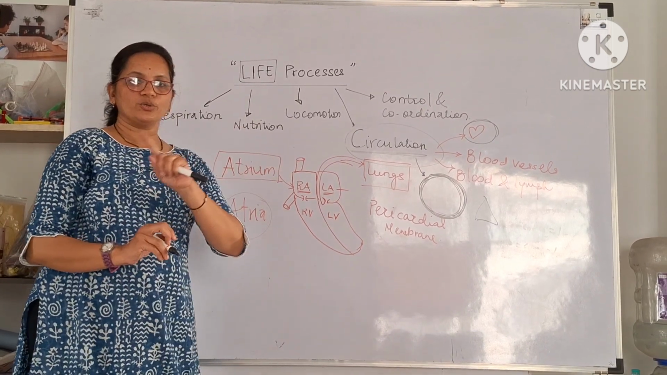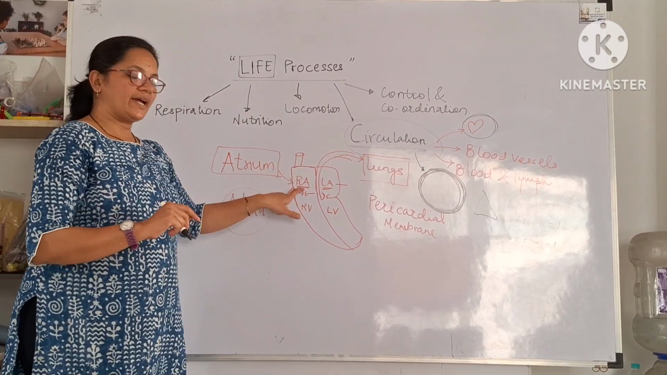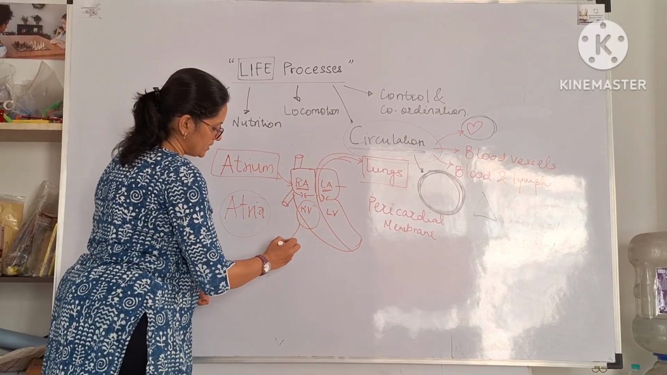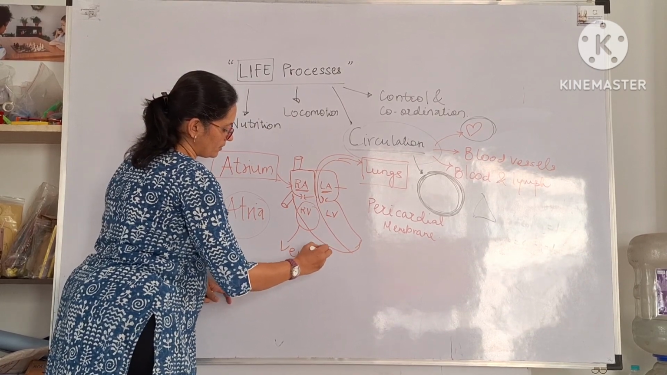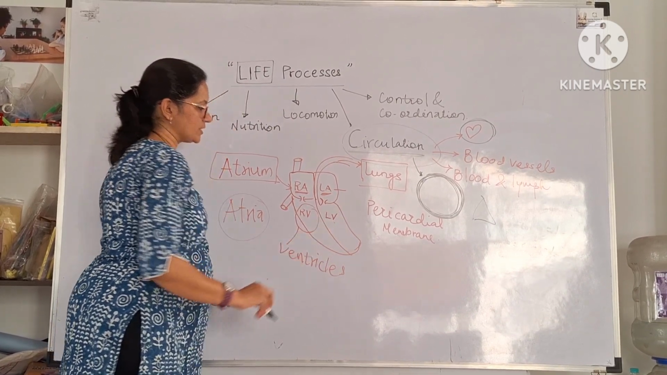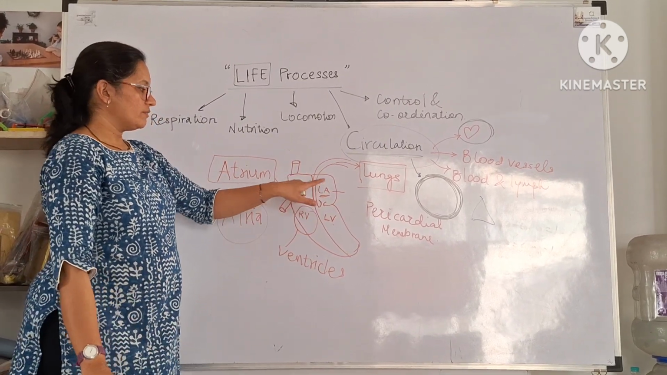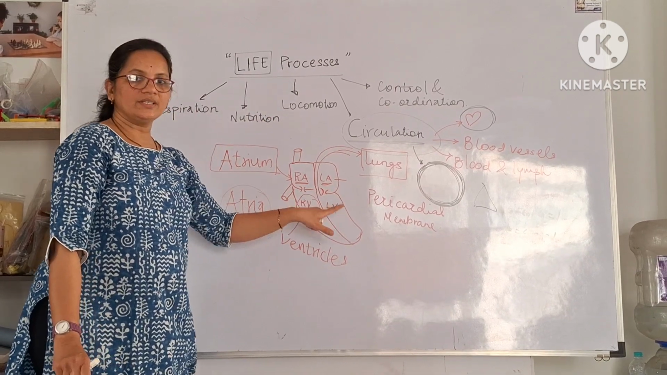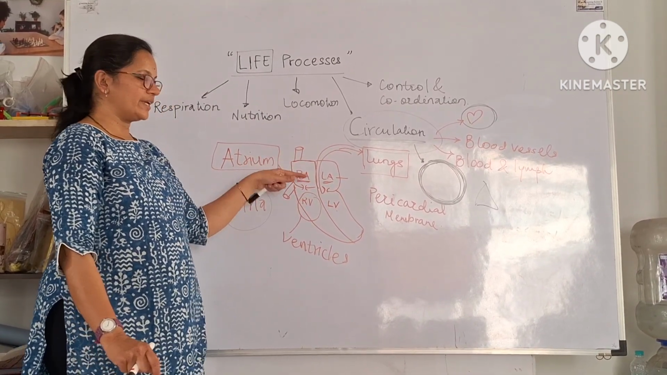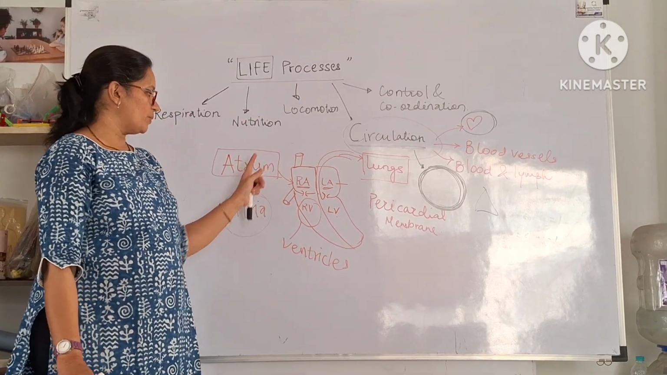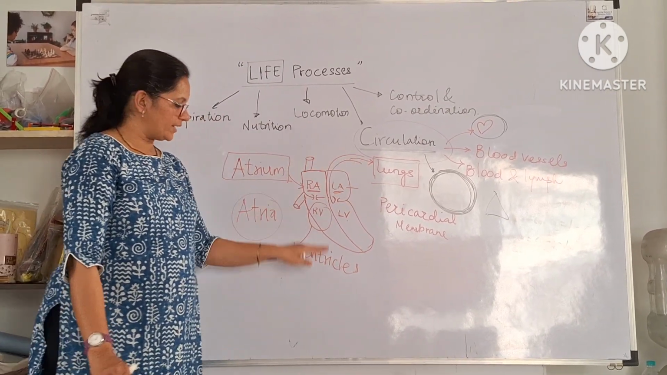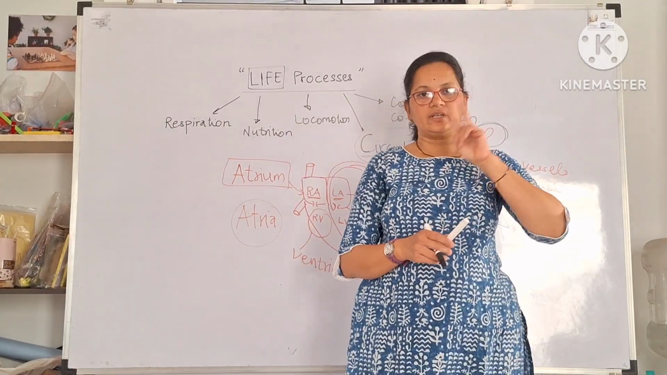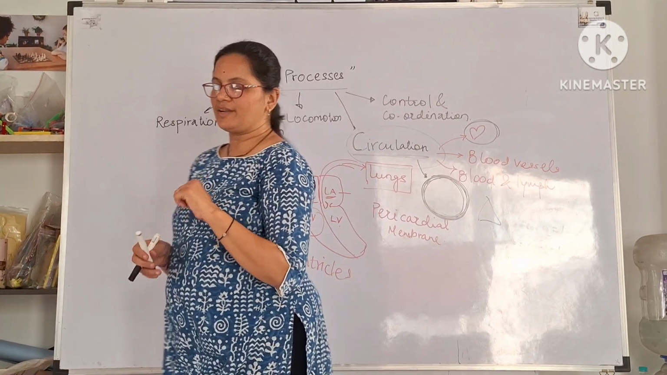So heart consists of 4 chambers. You can revise after me. Right atrium, left atrium, whereas the right ventricle and left ventricle. So 4 chambers, once again. Right atrium, left atrium, right ventricle, left ventricle. So the human heart is usually divided into 2 parts: atrium, upper part, ventricles, lower part. 4 chambers once again: right atrium, left atrium, right ventricle, left ventricle.